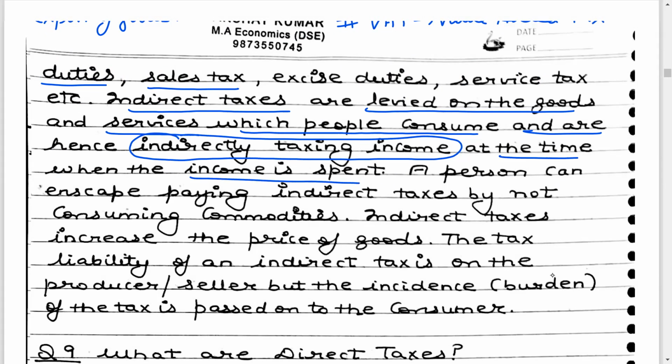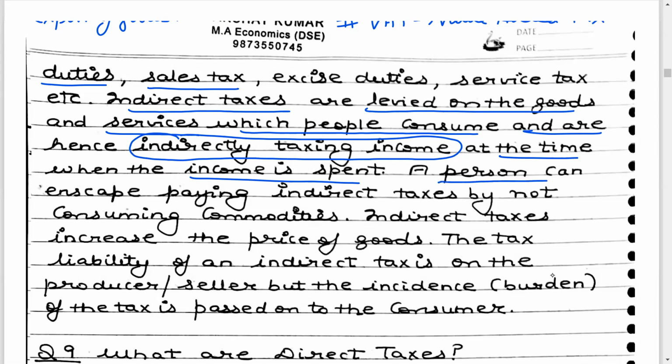That means indirect taxes are imposed on goods. When you are going to buy those goods, you are spending your income. That means indirect taxes are taxing your income, but indirectly. Indirect taxes are not directly imposed on your income. Indirect taxes are imposed on goods. When indirect taxes are imposed, they increase the price of goods. As a result, you have to spend more income on buying those goods. This means indirectly your income is getting taxed.